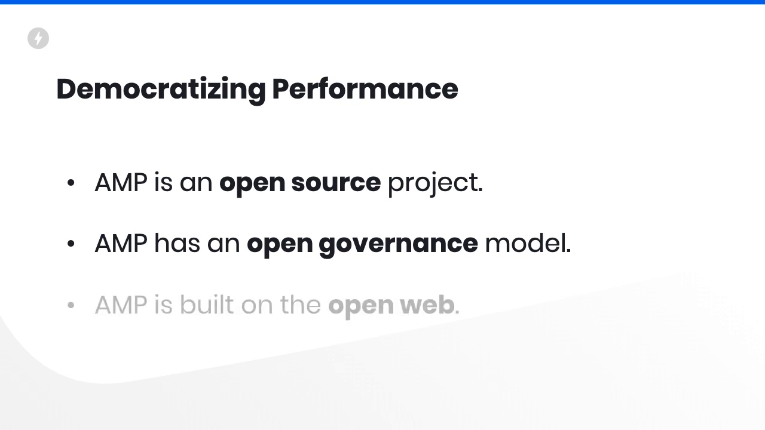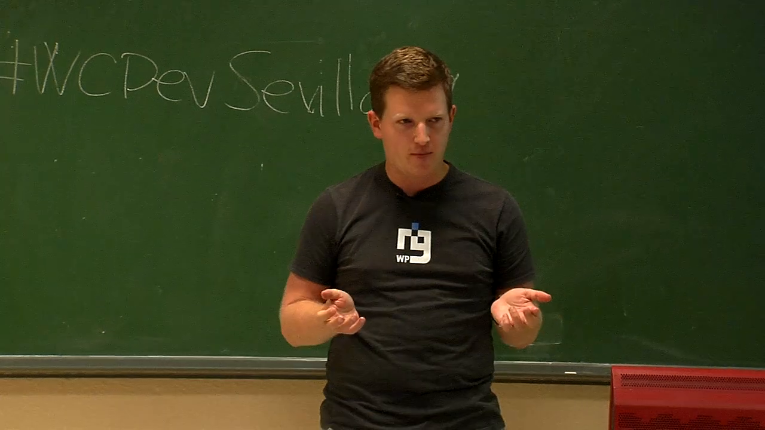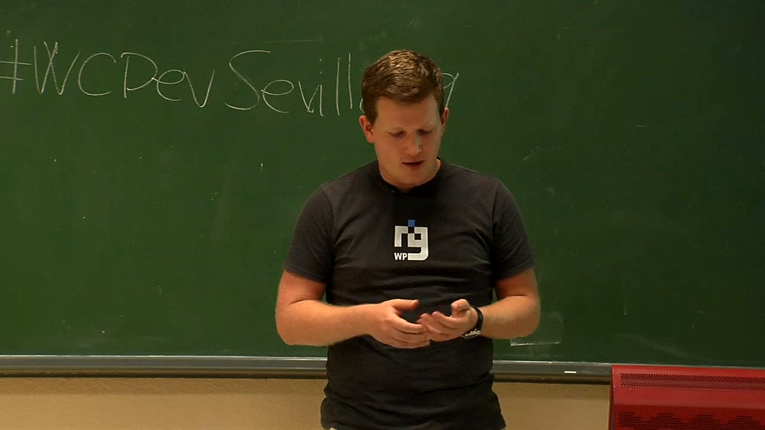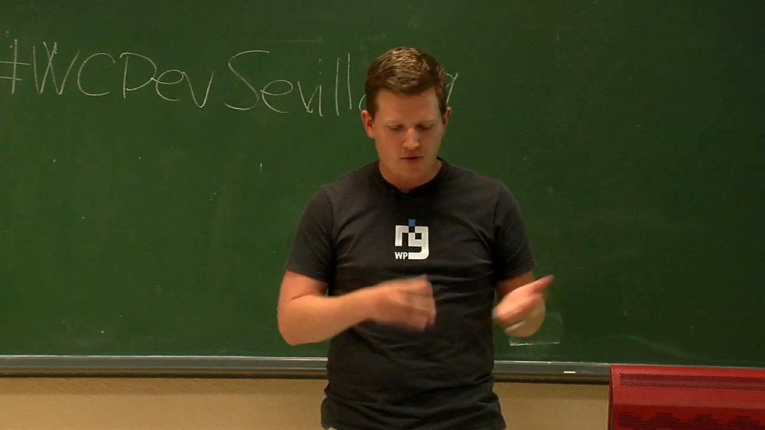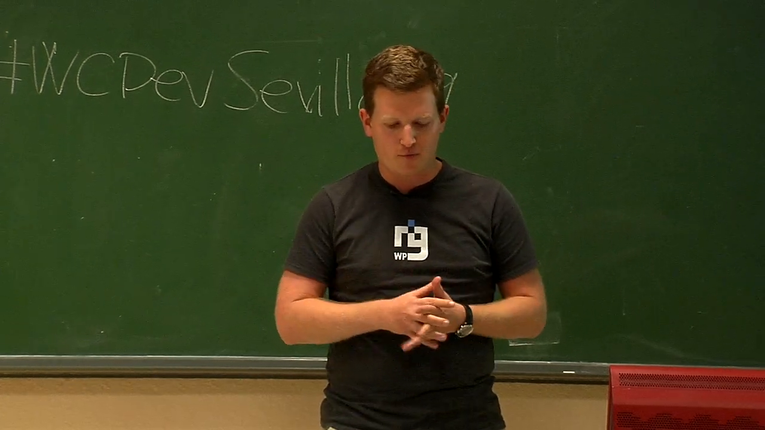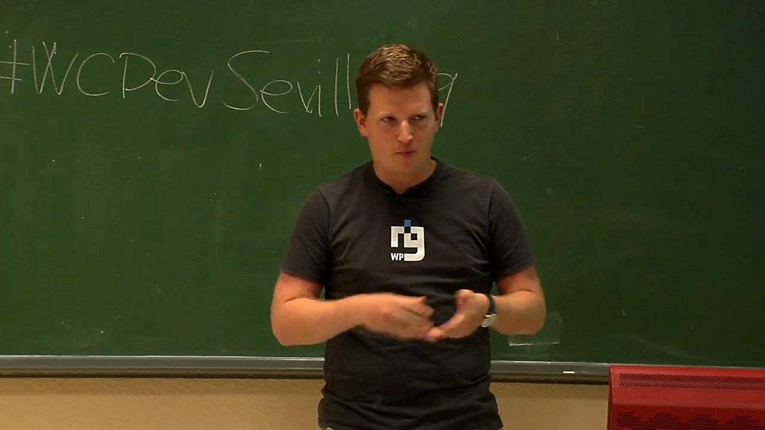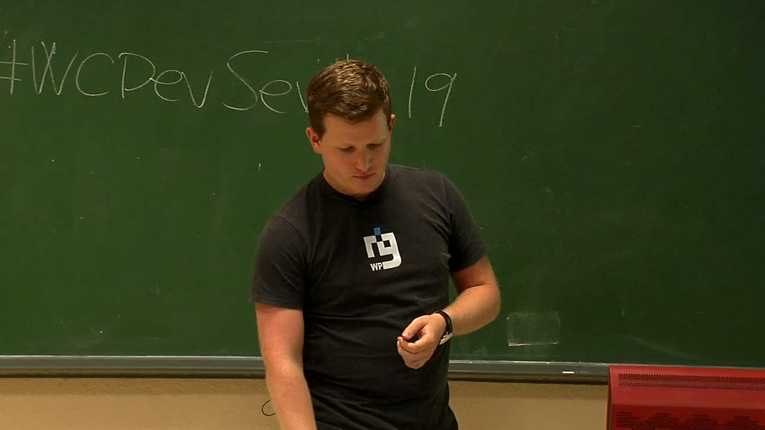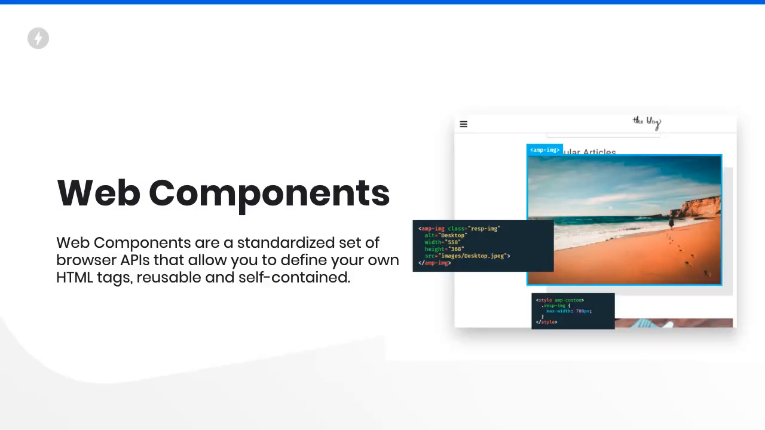And last but not least, AMP is built on the open web. Basically, AMP pages can be viewed in any browser. They are just HTML, CSS, and some JavaScript. And so AMP is not a proprietary solution that only works on a closed platform. So it's different, for example, from the Instant Articles that Facebook offers. Now I want to briefly mention what web components are, because AMP, as said, is a web components framework.